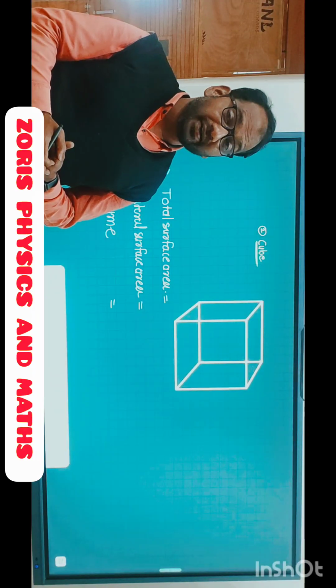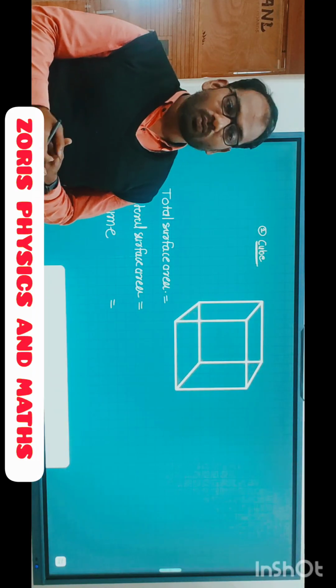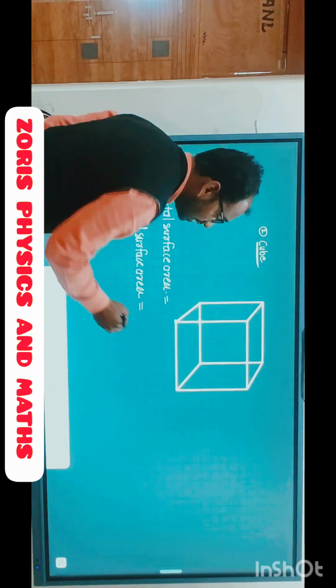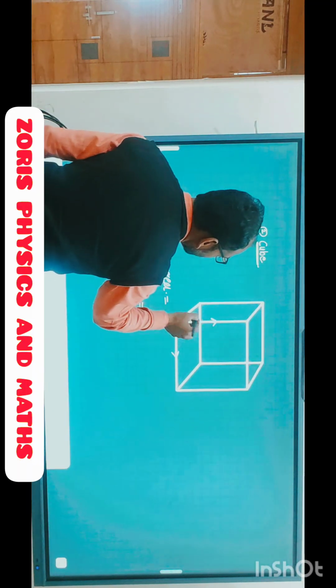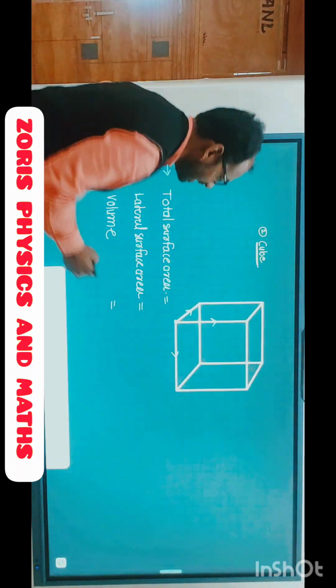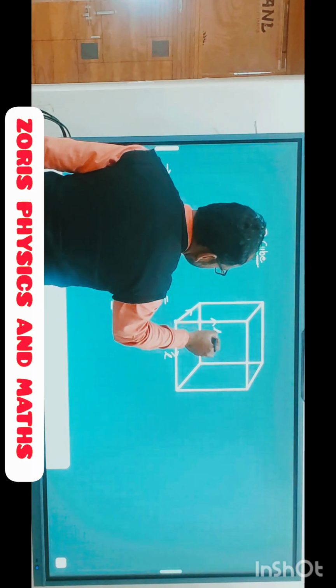Now, the next figure is cube. What is meant by cube? A cube is a cuboid whose all edges are of equal length, and they are denoted by the letter L.